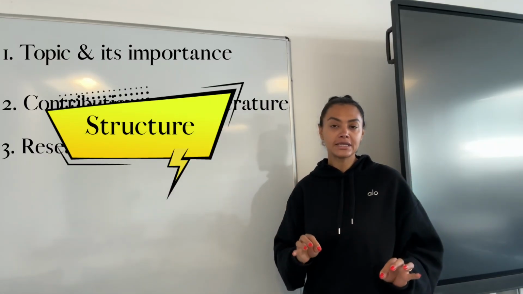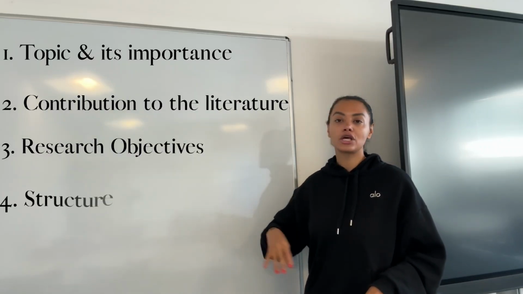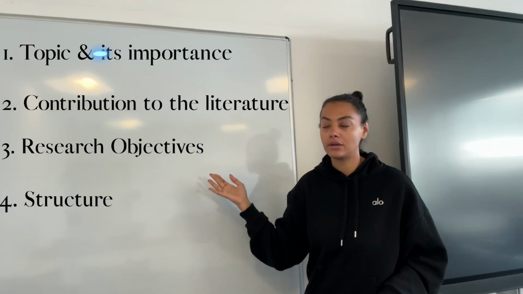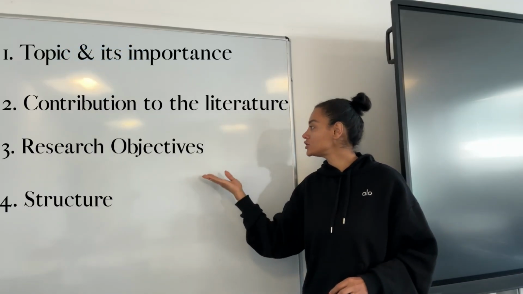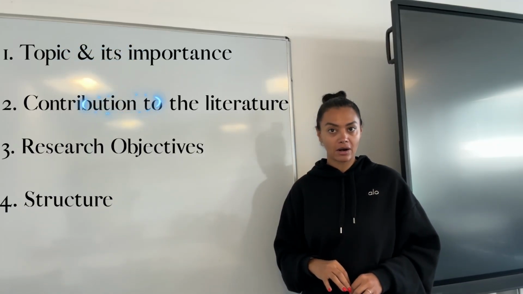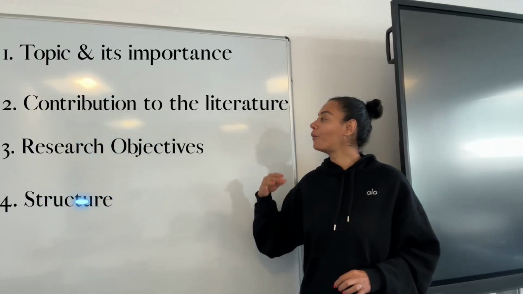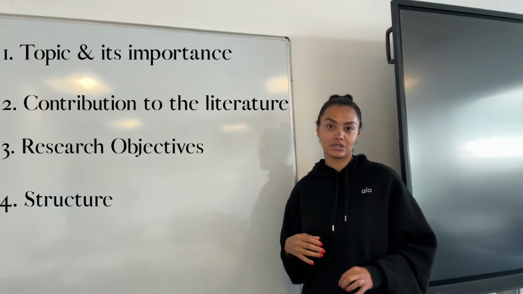Okay, very simple, 4 paragraphs. The first paragraph, what is your topic? Why is it important? Second paragraph, what is your contribution? The third paragraph, what are your research objectives? And the final paragraph, what is the structure of your dissertation?